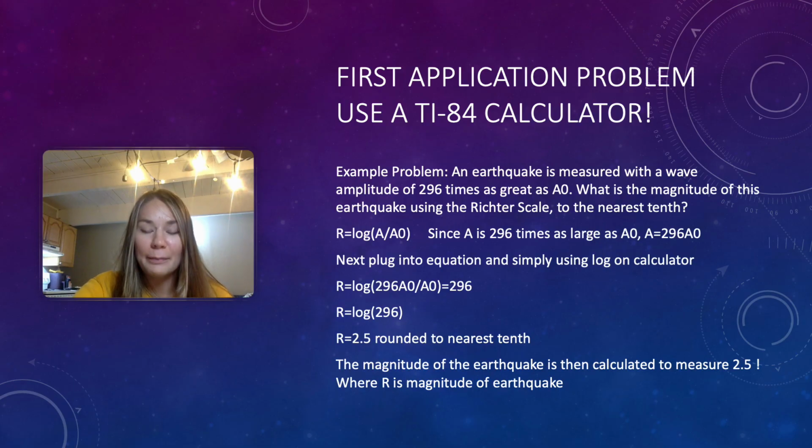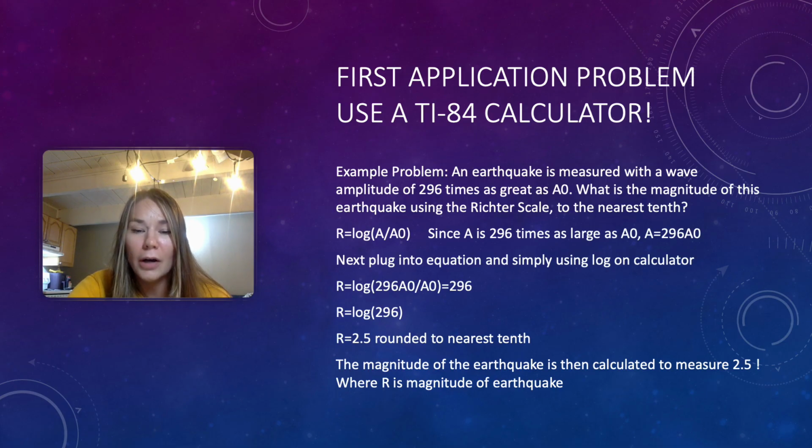Here's the first application using a problem in the real world with the exponential and logarithmic functions with the Richter scale. Our first problem example is an earthquake is measured with a wave amplitude of 296 times as great as A0. What is the magnitude of this earthquake using the Richter scale to the nearest tenth?